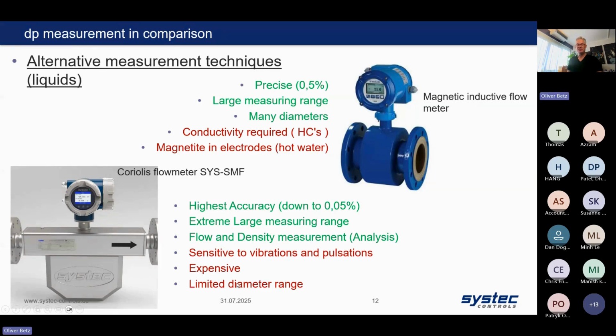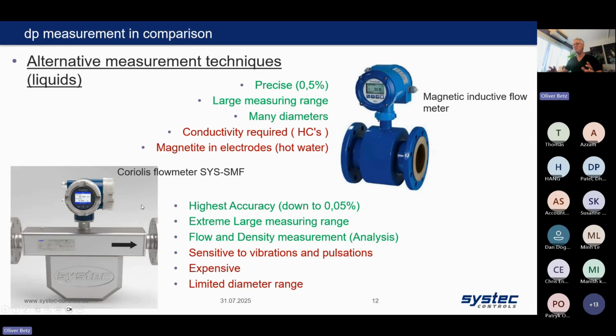And there is a limited diameter range. I think DN200 and DN300 are the biggest Coriolis meters you can buy now, but this is really an investment. So I would say the main diameters for Coriolis are small diameters. They start at even a few millimeters, and up to DN100 is a price range where they are affordable. If you exceed 100 millimeters, it gets extremely expensive.